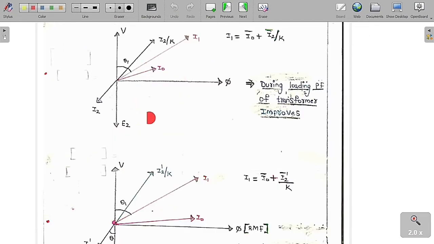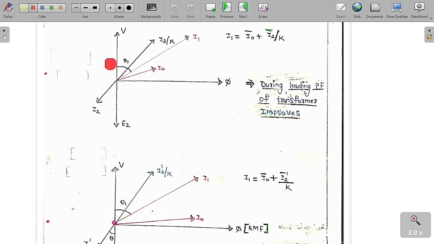So now if I draw the phasor diagram during loading condition, we are going to see what happens. This is the supply voltage, this is the flux in the core, and I already told you this is the no load current, and this is the EMF induced in the secondary winding. Let me assume the load is a lagging load, so the current is going to lag here. If you take the reciprocal of this in the opposite direction, we get I2 dash, which is I2 by K. If you do the vector sum of these two currents, we get a net current, which is called I1.